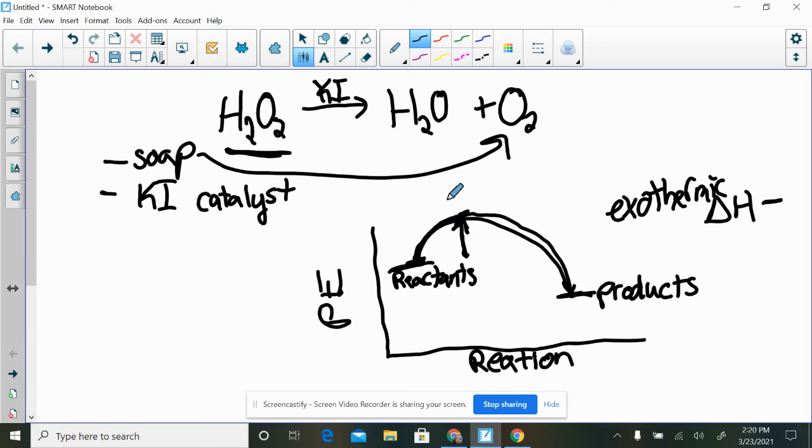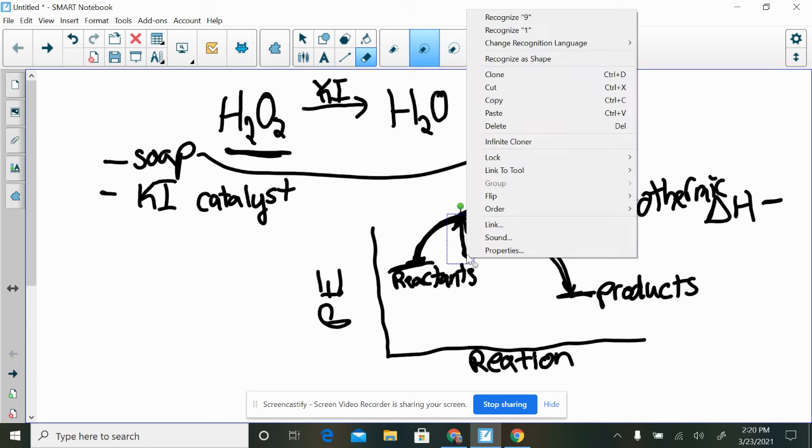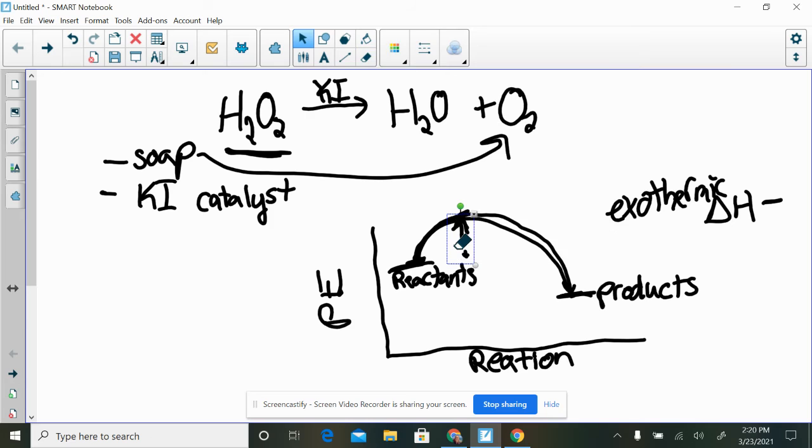And so what happens to that activation energy when I add a catalyst like potassium iodide? Does it make it harder? Ooh, I meant to erase that. Does it make it harder to run up the hill to get to the product side, the finish line? Or does it make it easier? So the correct answer is that it makes it easier.